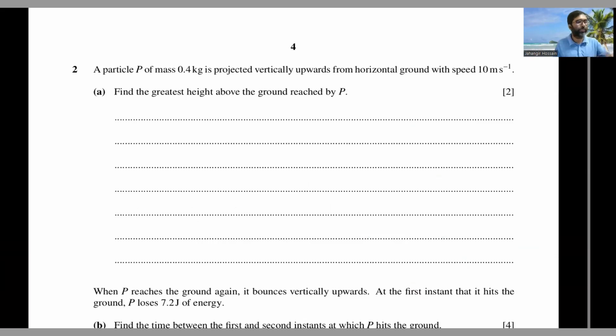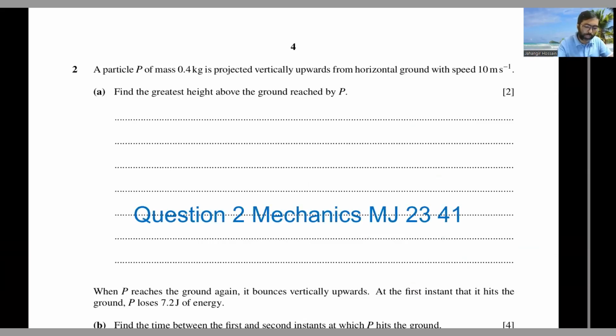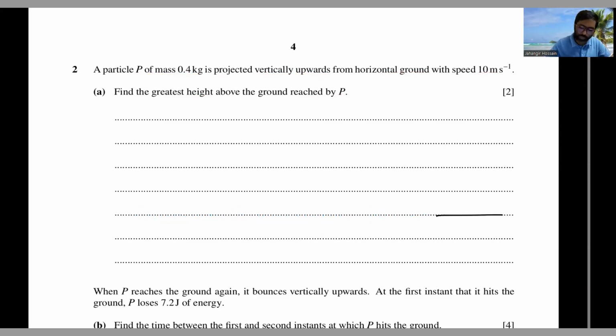Question number 2. A particle P of mass 0.4 kg is projected vertically upward from horizontal ground with speed 10 meters per second, and the greatest height above the ground is reached by P. So let's show this on a rough diagram. Here we're showing this particle P on the ground with speed 10 meters per second. It rises to its greatest height, then returns back to the ground.